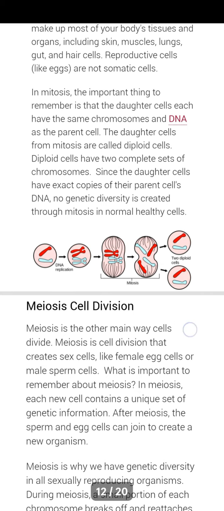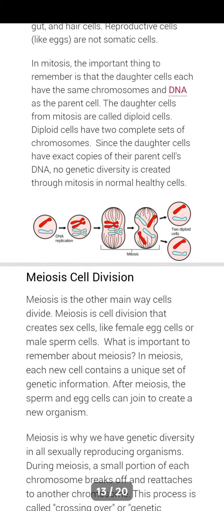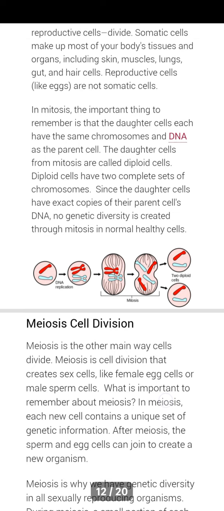Okay, so meiosis is the other main way of cell division. Meiosis is cell division that creates sex cells. Okay, it means we come to know whether the baby is male or female by this meiosis only. This determines whether a baby will be a boy or a girl. So this will be recognized by this only, because it creates the sex cells like female egg cells or male sperm cells.